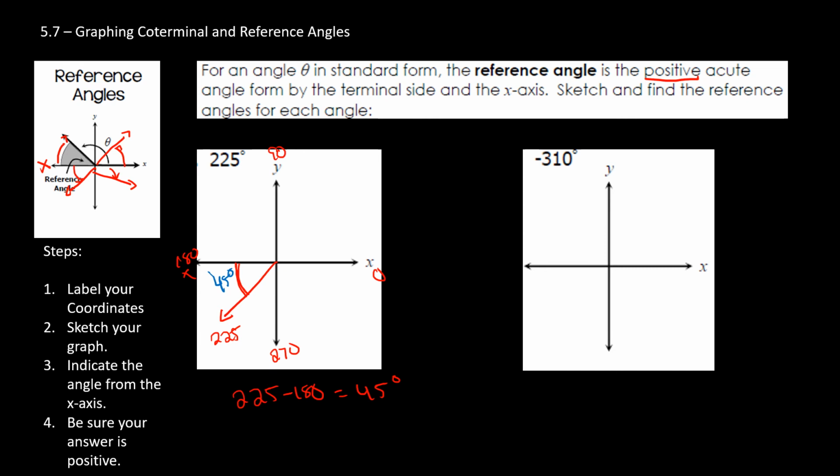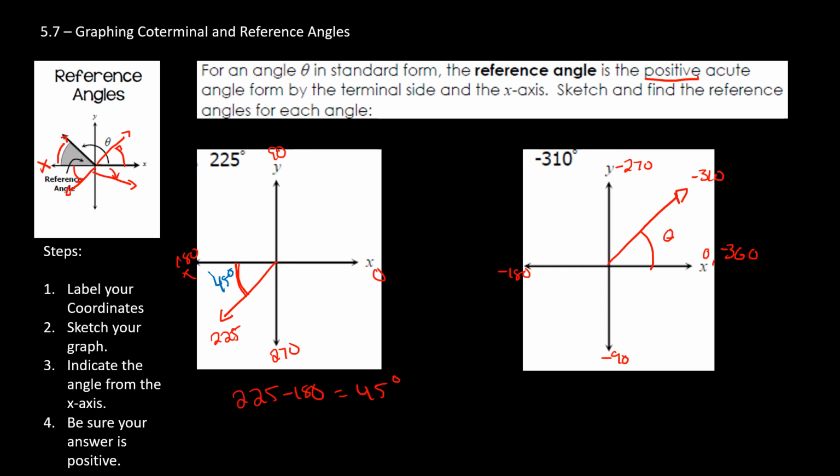So let's look at 310. Well, on this side, we're going to be going counterclockwise: 0, negative 90, negative 180, negative 270, negative 360, and we can stop there. So we know that we're going to have some type of angle in between here at negative 310. So at negative 310, we're going to be looking for that angle here.